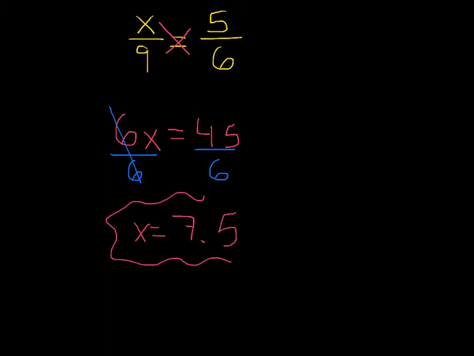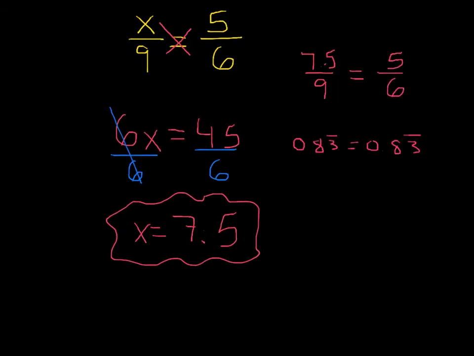After you get your solution, you can check it by plugging it back in. 7.5 divided by 9, and see if it equals the same thing as 5 divided by 6. You get the same decimal on both sides, so that checks that 7.5 is the correct answer.